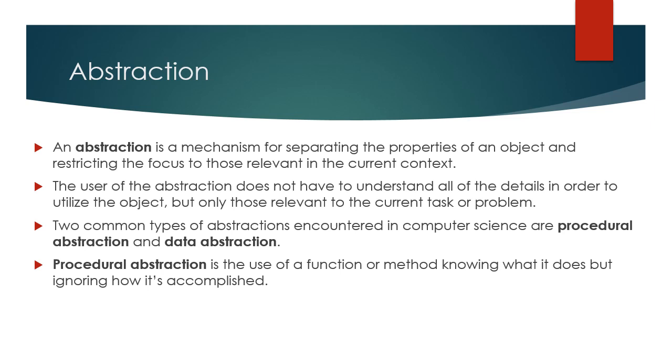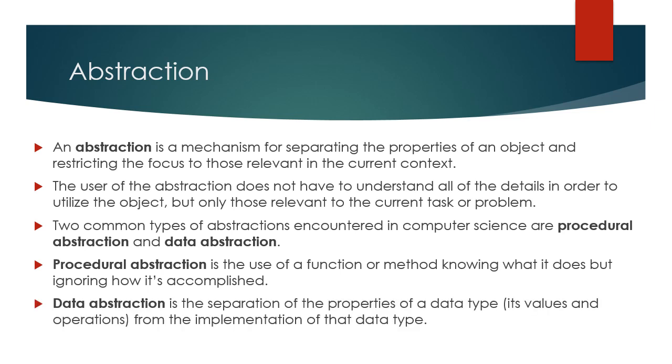Procedural abstraction is the use of a function or method knowing what it does but ignoring how it's accomplished. Consider the mathematical square root function which you have probably used at some point. You know the function will compute the square root of a given number. But do you know how the square root is computed? Does it matter if you know how it is computed? Or is simply knowing how to correctly use the function sufficient? This is an example of procedural abstraction.